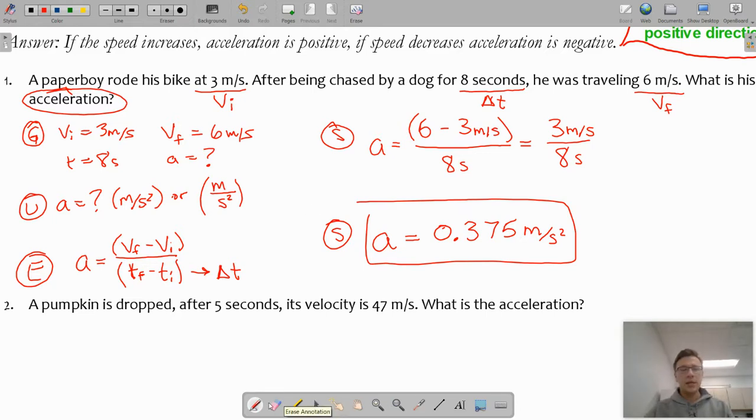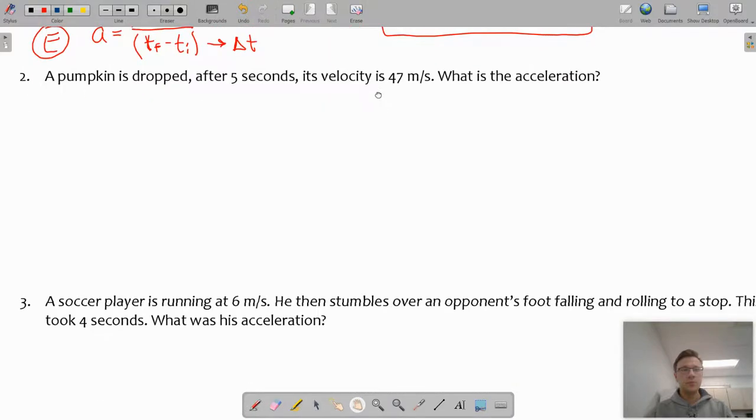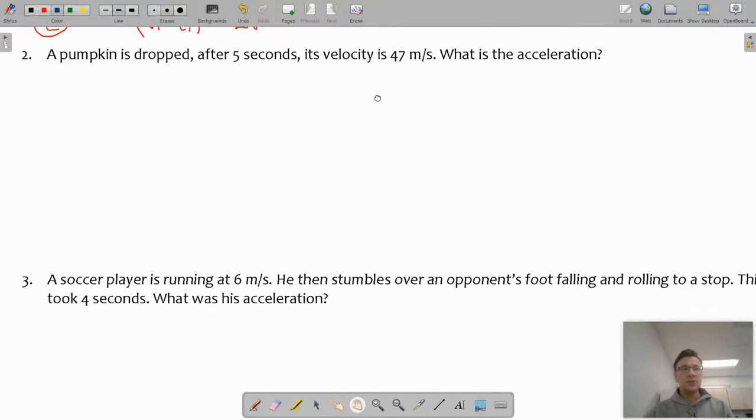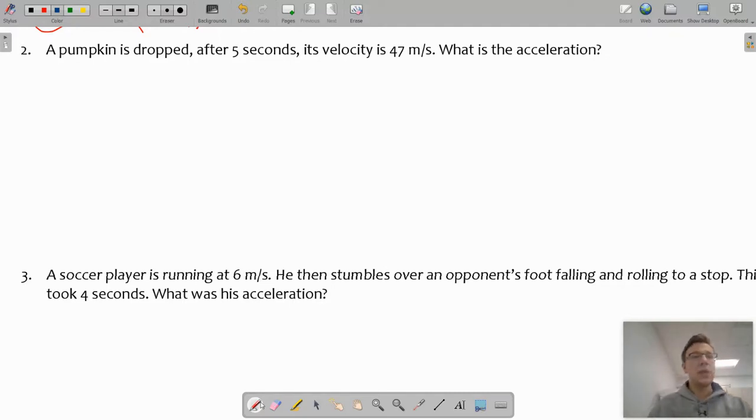Okay, let's go ahead and do another problem here. I'm going to scroll down. This time it says a pumpkin is dropped. After 5 seconds, its velocity is 47 meters per second. What is the acceleration? Okay, so a couple keys here.